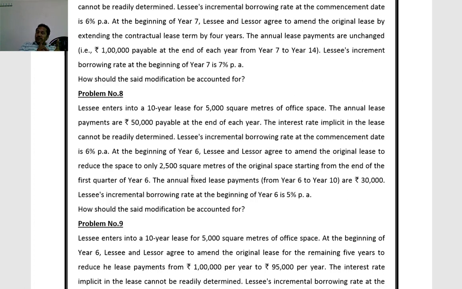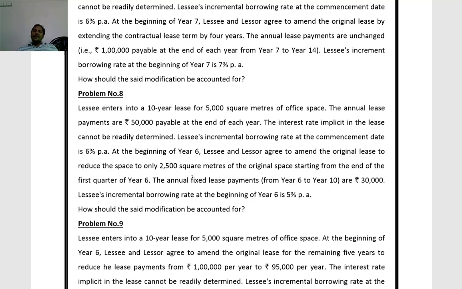So this is a decrease in scope from 5,000 square meters to 2,500 square meters. It has reduced, a 50% decrease in scope. Whenever a decrease in scope is there, we have to decrease the lease liability and right of use asset proportionately. Then by comparing the decrease in liability and right of use asset, the net impact should be adjusted in the P&L account. And we have to arrive at a revised lease liability at the revised discounting rate, remeasuring the lease liability. This is with respect to decrease in scope.